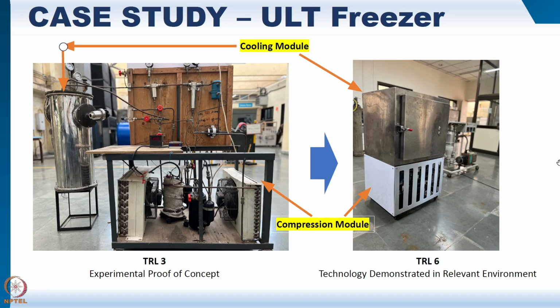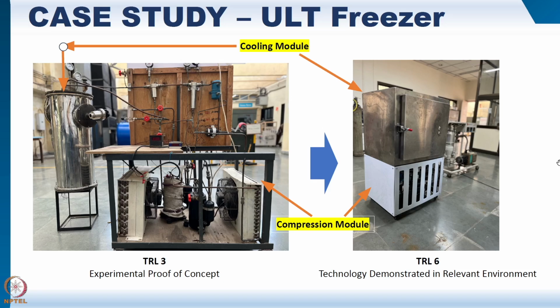So you can see the two ULT freezers that we have developed. One is TRL 3, wherein you can see a typical PhD student setup, a compressor module, and on the left side the cooling module. The right side is the TRL 6 level, wherein we have a technology developed as a product now. We have done a pilot in the relevant, real operational environment, and now we are posing for business incubation and business development from this.